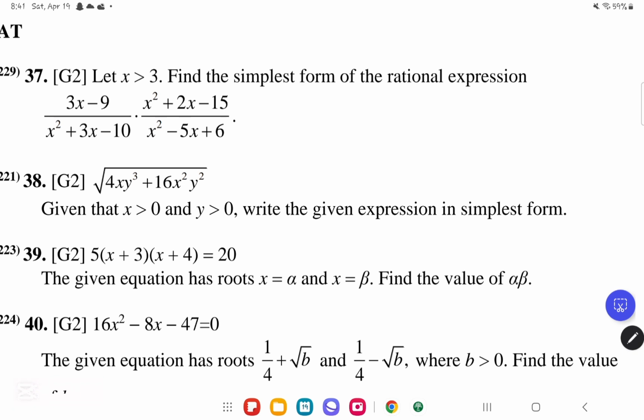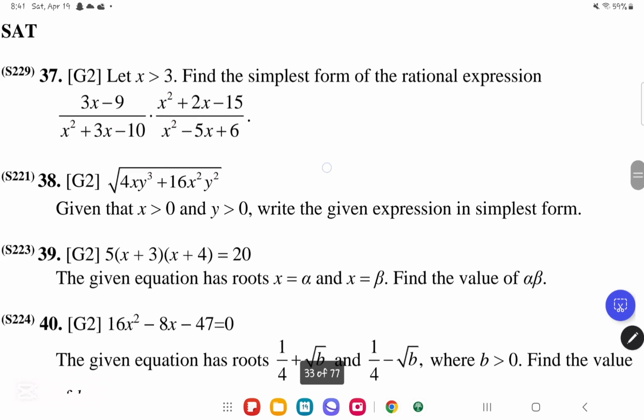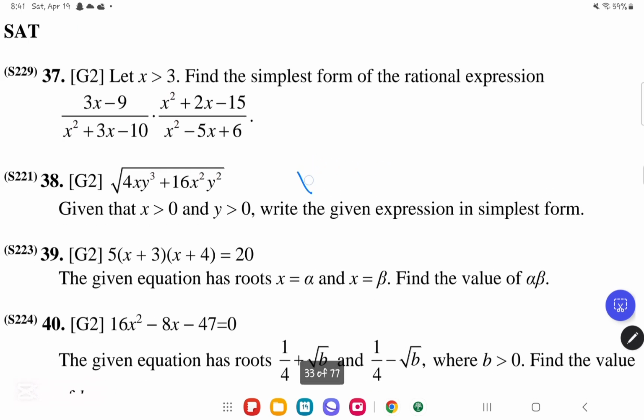Okay, so for 38, they said, given that x is greater than 0 and y is greater than 0, write the given expression in simplest form. So here what you're gonna do is you're gonna take out the common, okay? So what is the common? The common is gonna be 4. Between 4 and 16, the common is 4. Between x and x squared, the common is x. And between y cubed and y squared, the common is y squared.